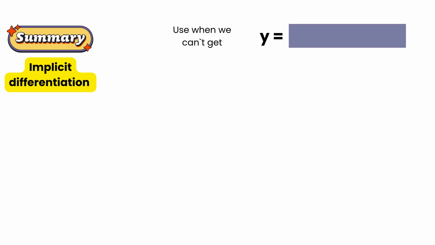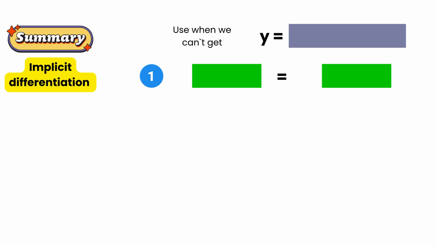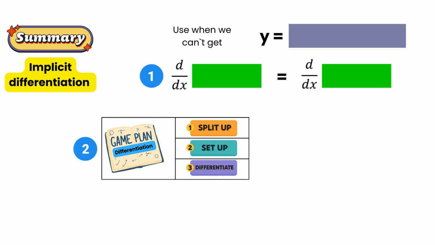To sum up implicit differentiation, use it when you can't make the subject stand alone. For example, when you can't isolate y. The method is, take the equation exactly as it is and differentiate the left and right sides. You still follow the usual differentiation game plan. Step 1. Split up. Nothing changes here. Split the expression at plus and minus signs that aren't inside brackets, roots, fractions, or exponents.